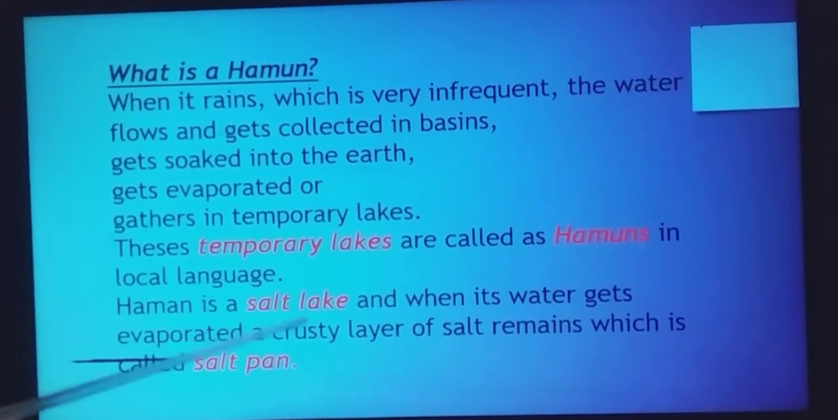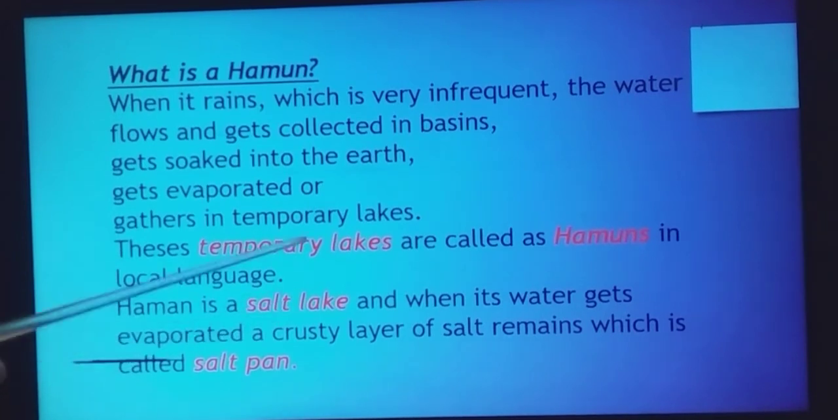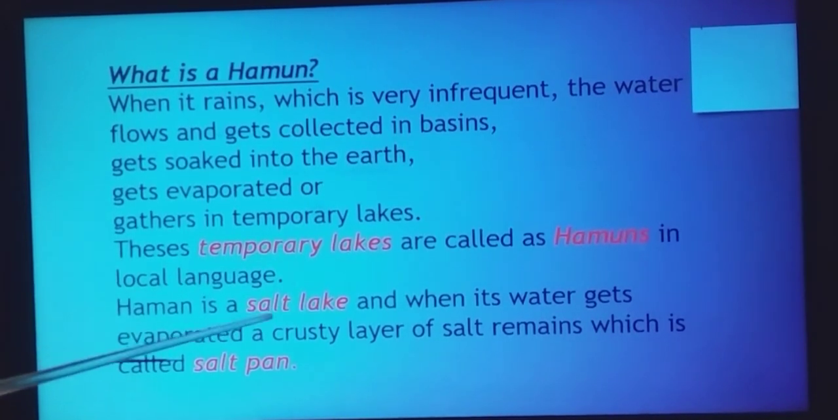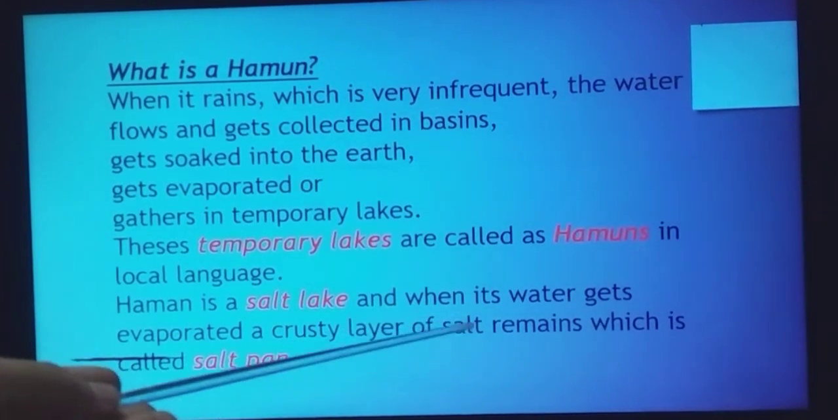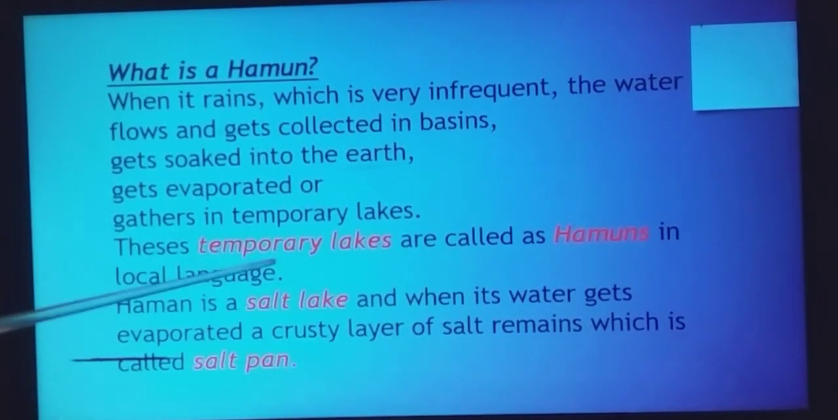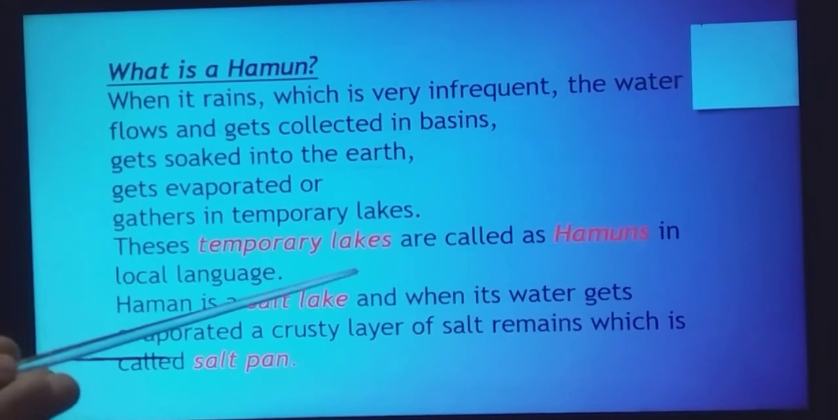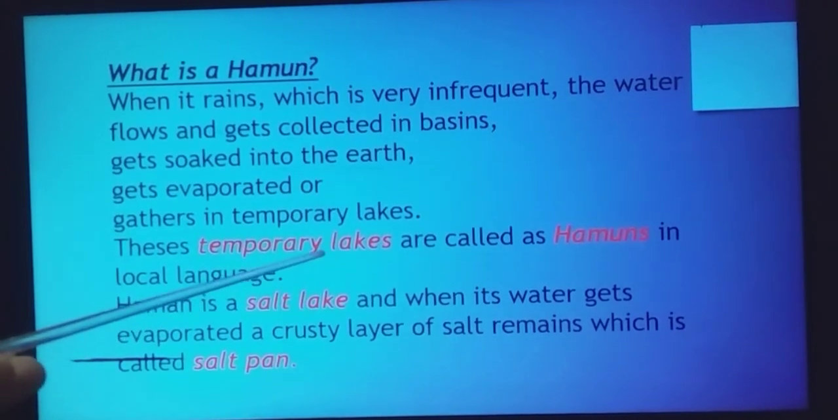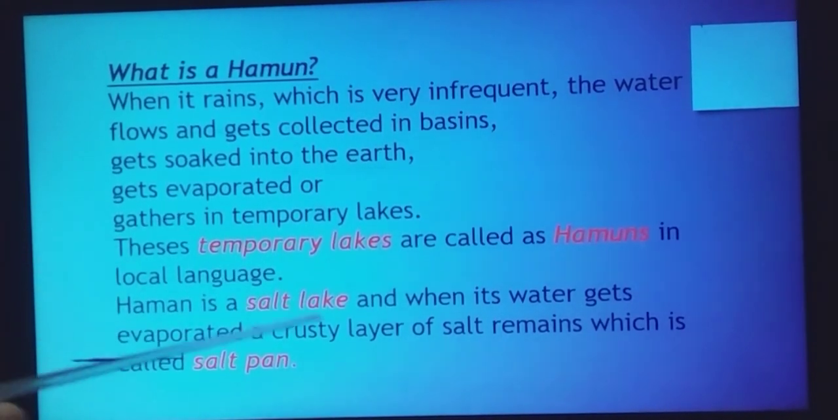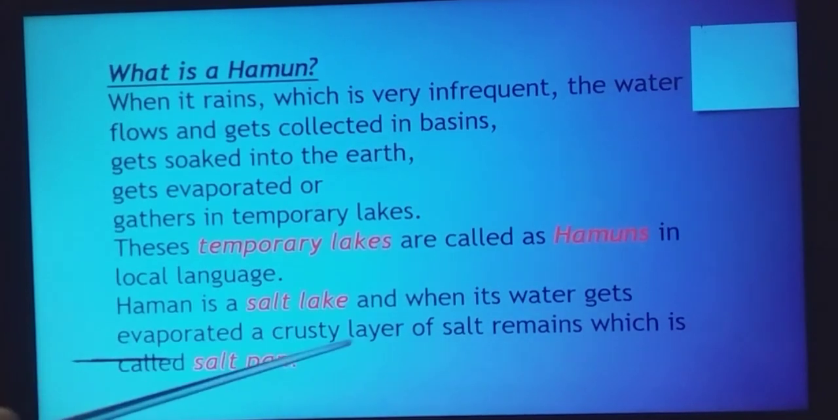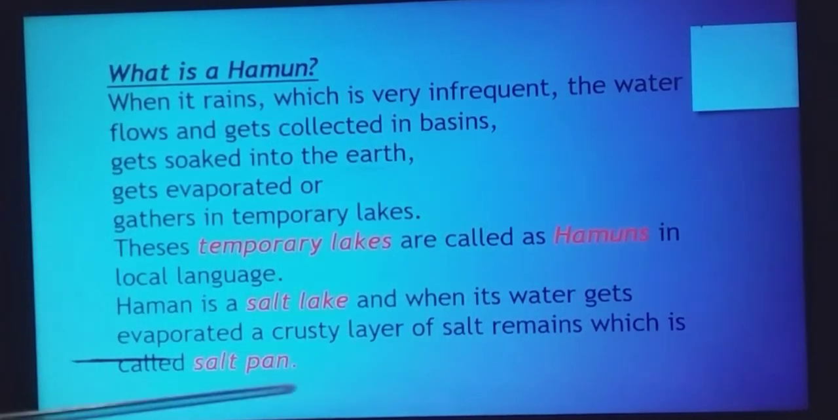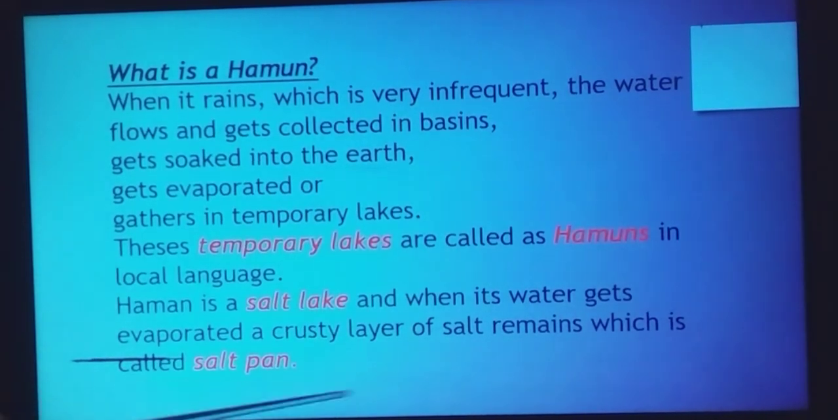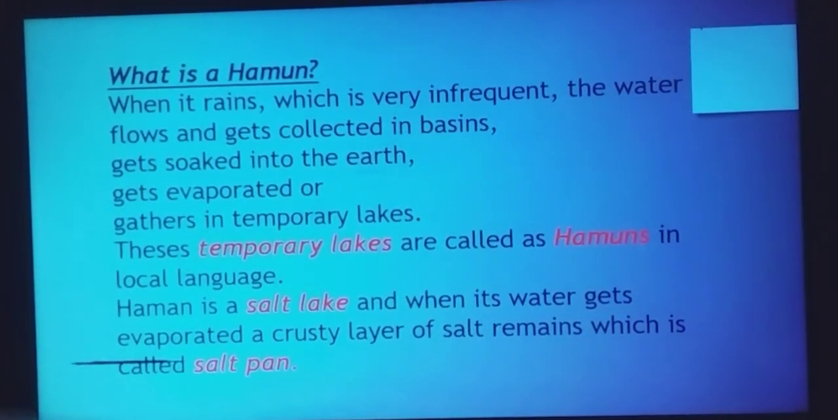Now, a harmon is a salt lake. So a harmon is a temporary lake. It is also a salt lake. Now, why is it a salt lake? Because the water of that temporary lake, we are calling it temporary because that lake does not stay forever, evaporates. Now, when that water evaporates, a crusty layer of salt remains behind, and that layer of salt is actually called a salt pan.